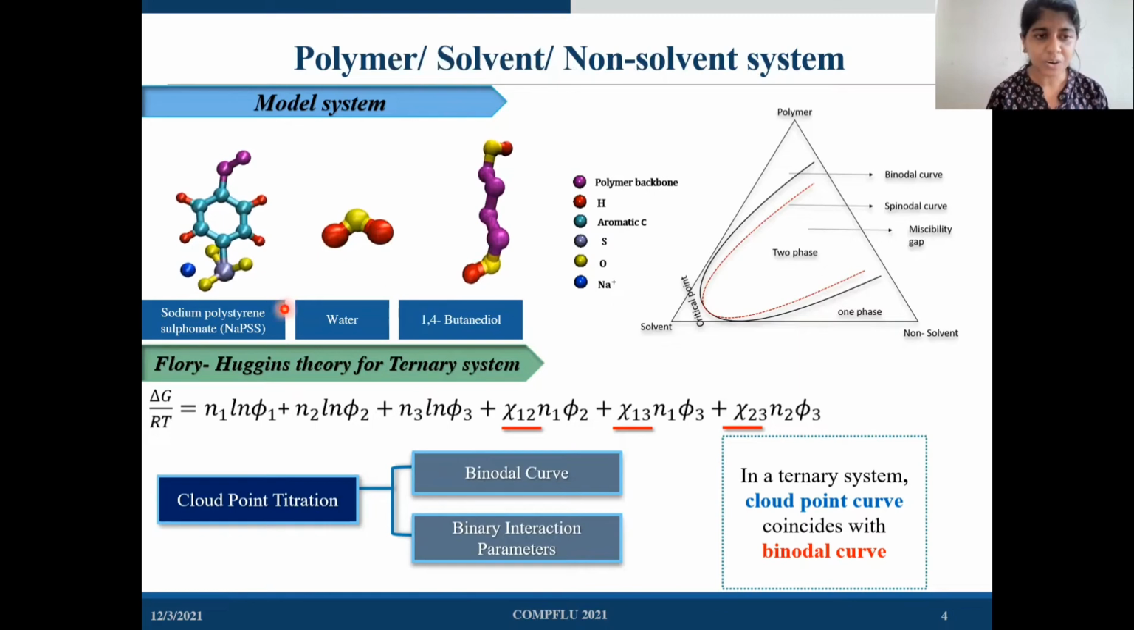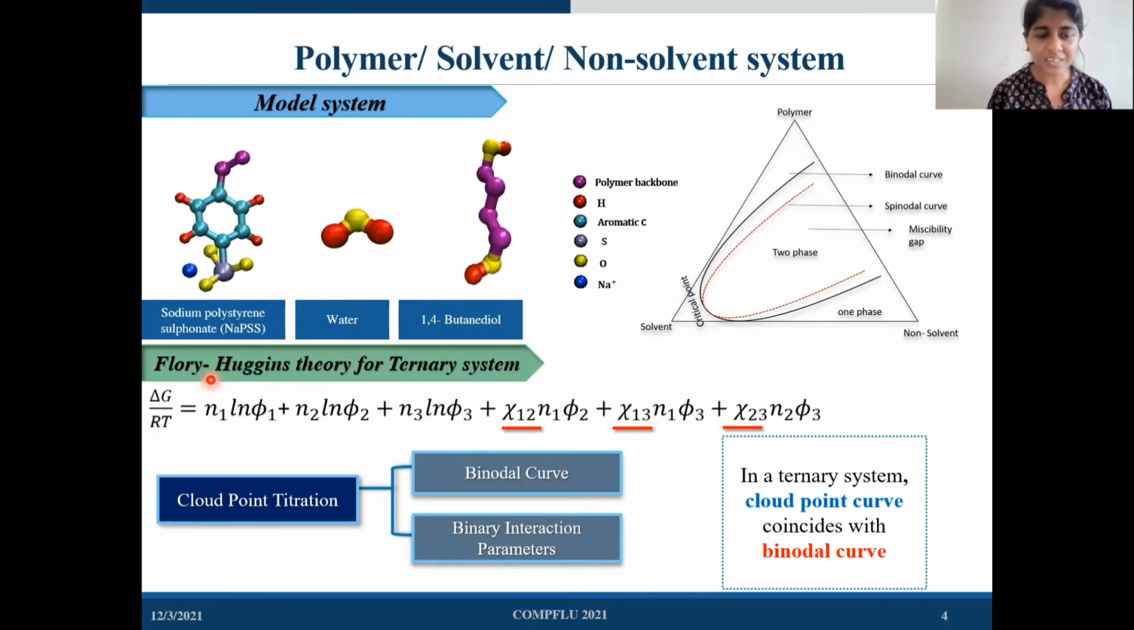Sodium polystyrene sulfonate is the polymer that we have chosen. It is also known as NaPSS, water is the solvent, and butanediol is the non-solvent. This NaPSS and water system is important in conducting polymers, and it is often added to PEDOT to improve its conductivity. We are adding butanediol to the system to induce phase separation, and we use it to study the ternary phase diagram, which consists of a binodal curve that separates a two-phase region from a one-phase region.